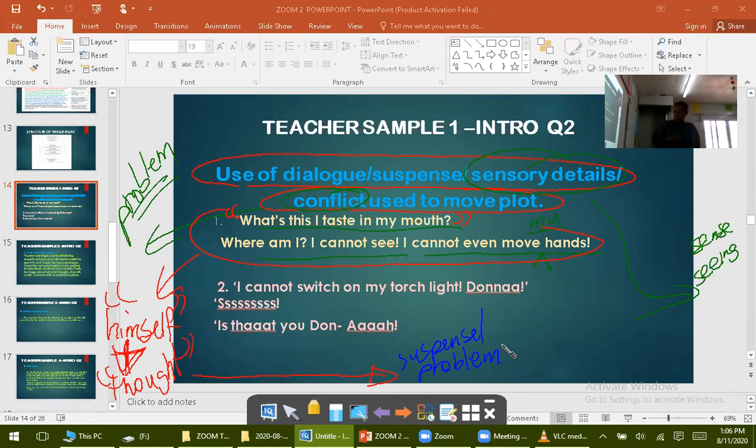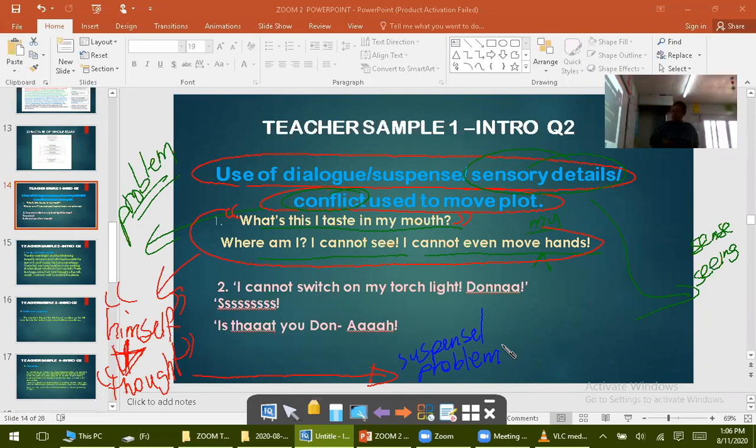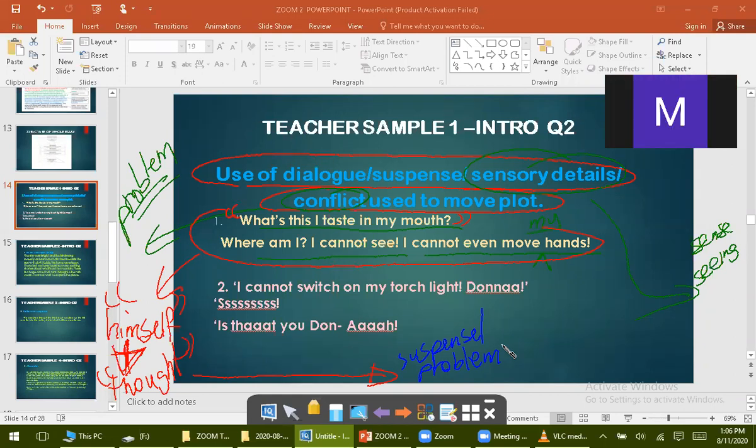Number two, who would like to read this? Michael, read this for us. I cannot switch on my torchlight, Donna. Read it again. I cannot switch on my torchlight, Donna. Shh. Is that you, Donna?